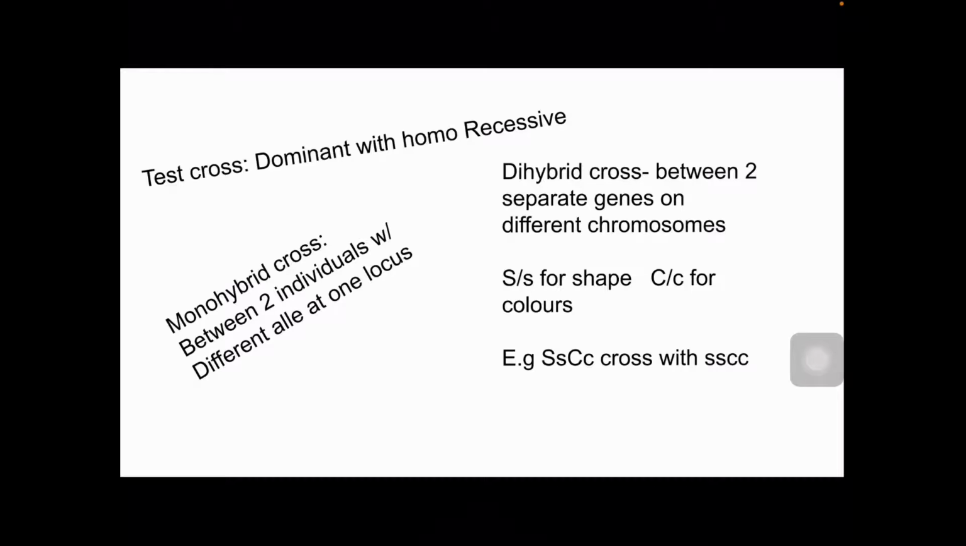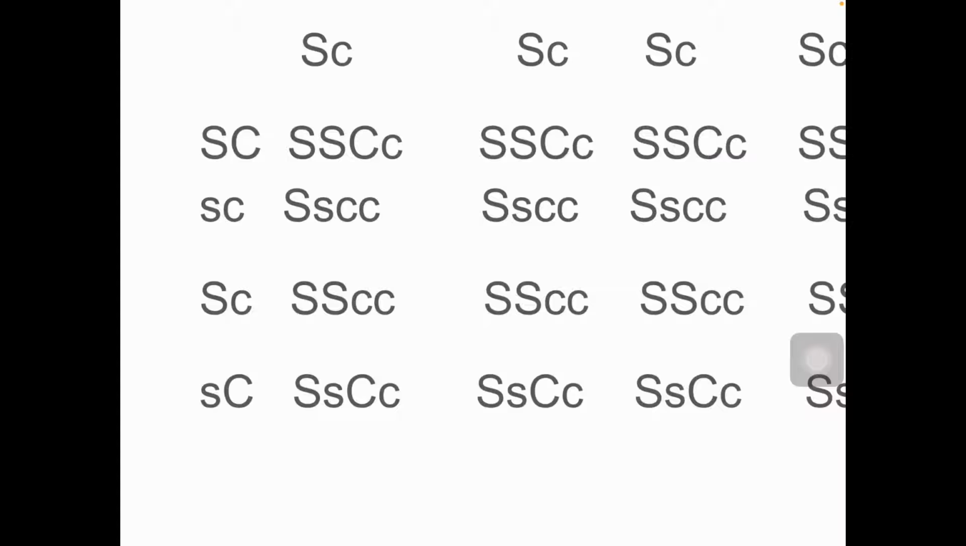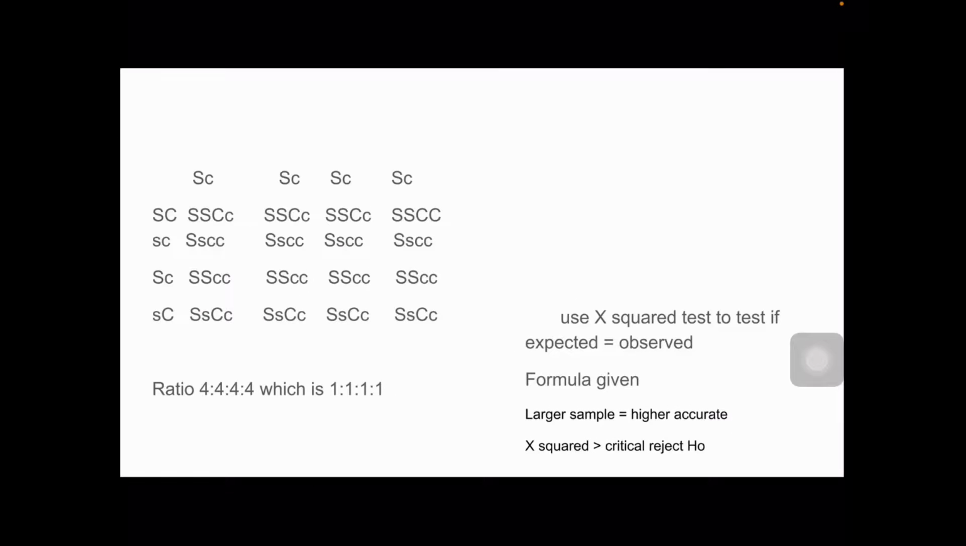Okay, for example, I selected big S and small s for shape and big C and small c for colors. This is a cross between a heterozygous dominant and a homozygous recessive. So according to this table, as you can see, it gives the same 4 things 4 times. So the ratio is 4 to 4 to 4 to 4, which simplifies to 1 to 1 to 1 to 1. You can try it yourself. It's more of an experience thing.